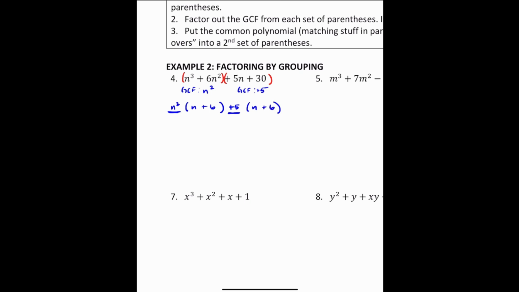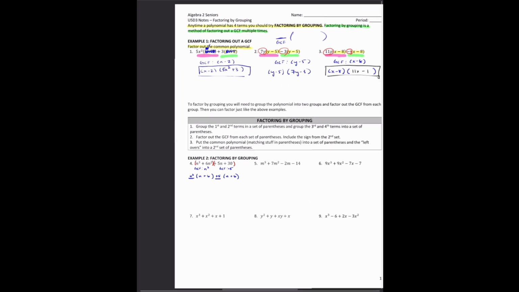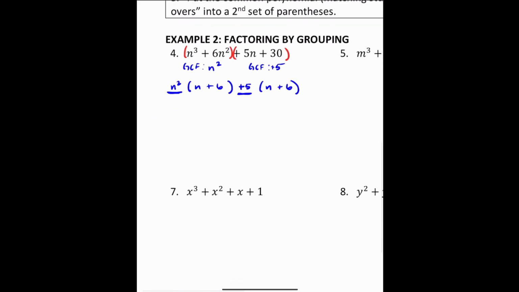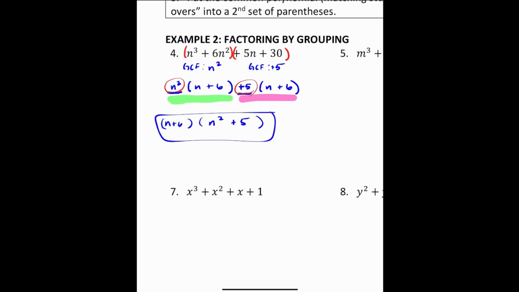Now look at that. We have n squared times the quantity of n plus 6 plus 5 times the quantity of n plus 6. Basically what we did for the first 3 examples. So notice that this first term and this second term have an n plus 6. So that would be the GCF of this polynomial. So n plus 6 is the GCF, and then we look at the leftovers. So that would be n squared plus 5.